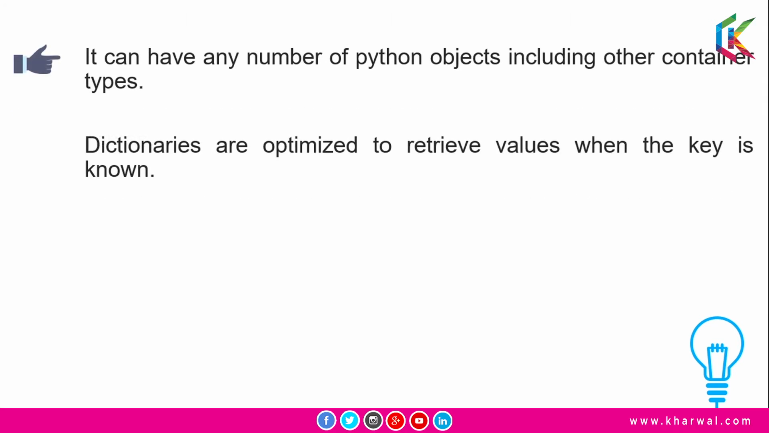It can have any number of Python objects including other container types. So it means we can assign a list, tuple or any other container types to the dictionary. And dictionaries are optimized to retrieve values when the key is known. So let's go ahead and we'll discuss how to create a dictionary in Python.